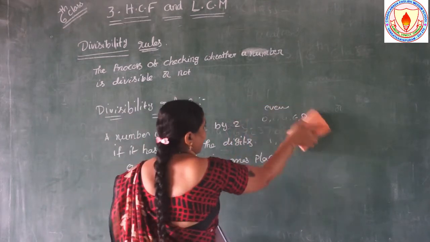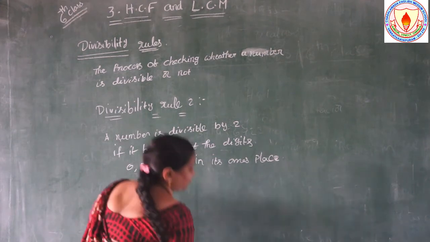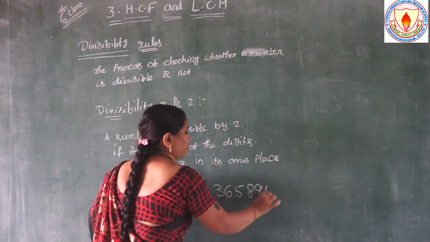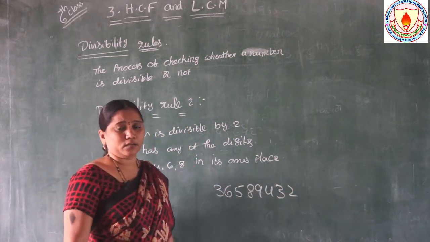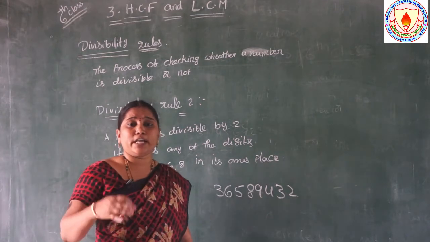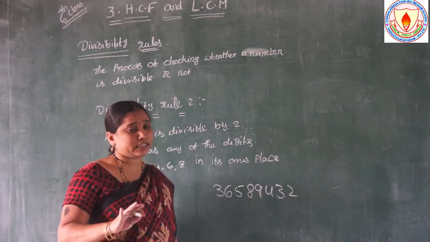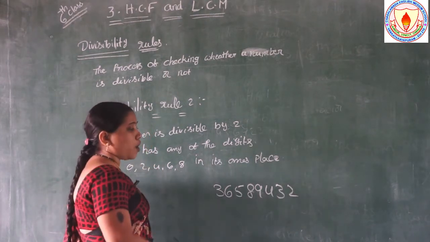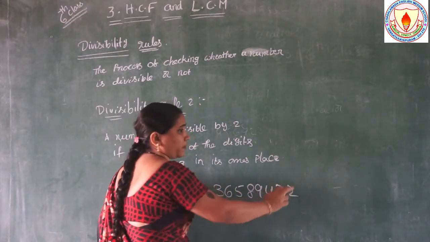So I will give an example here. Suppose they give a big number, 3, 6, 5, 8, 9, 4, 3, 2. This is a big number. Now we are checking whether it is divisible by 2 or not. Actually we can do the division, but it is a long process. We can apply the divisibility rule. So how can we apply the divisibility rule? Please check the last ones place number.